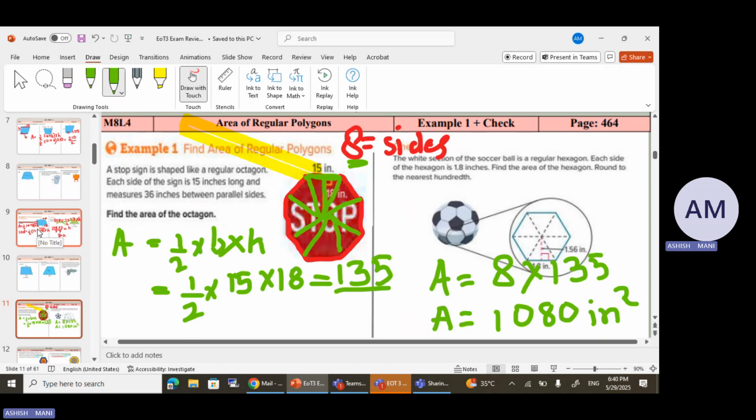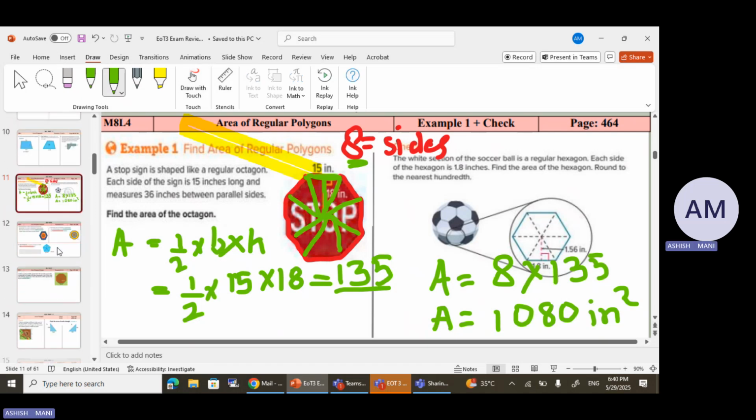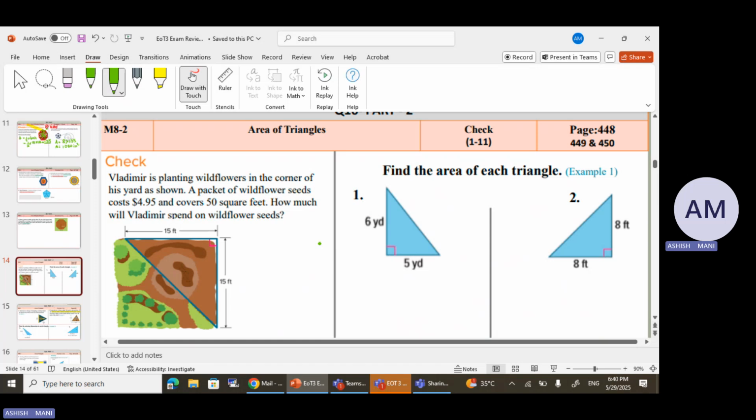So first step, to find the area of triangle, the formula is half into base into height. After getting the area of triangle, you have to find the number of sides. Whatever the number of sides, multiply it with the area of the triangle. Now we come to the next question.